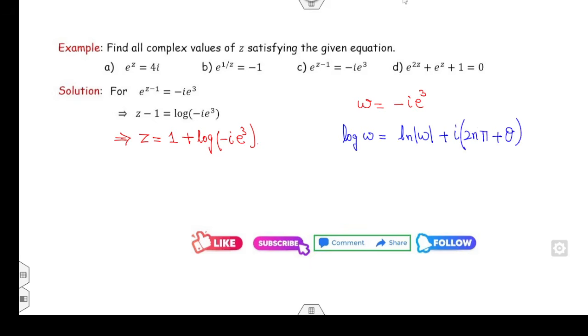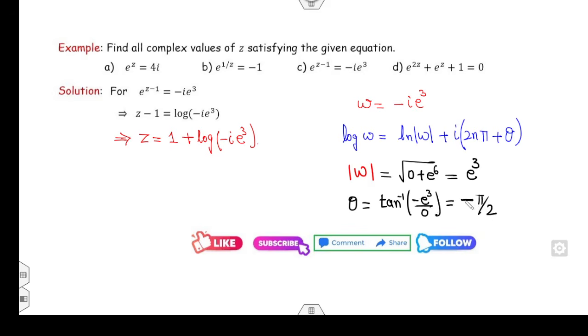So can you find the value of modulus of w? That's very simple. Real part is 0. Fine. Imaginary part is minus e raised to power 3. If you square, e raised to power 6, whose root is again e raised to power 3. Theta is tan inverse y over x. Y is minus e raised to power cube. X is 0. But we need it in the third quadrant. Answer is minus pi over 2. The pi by 2 positive went to the second quadrant.